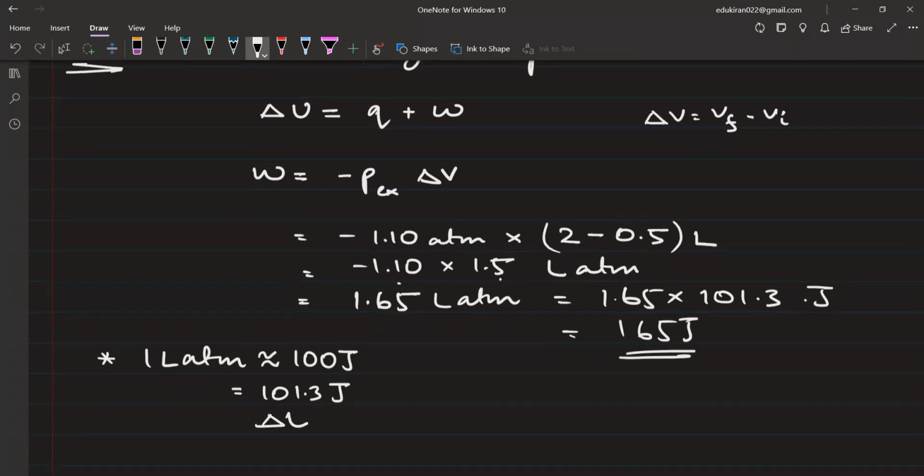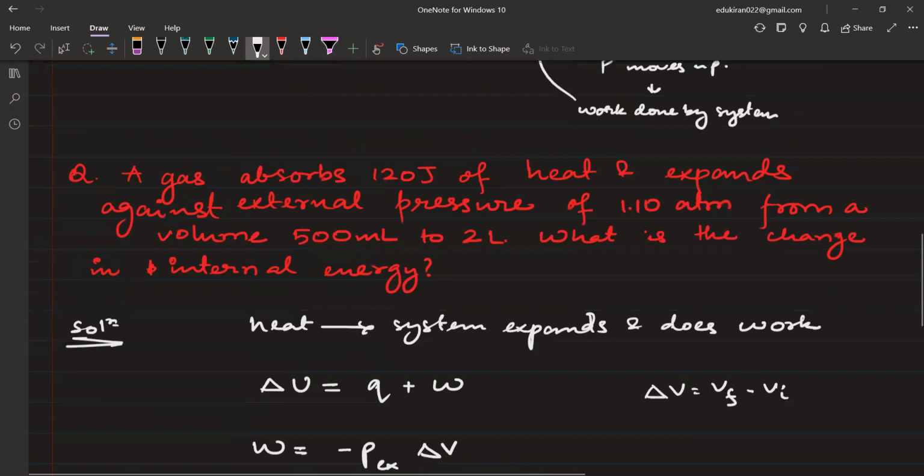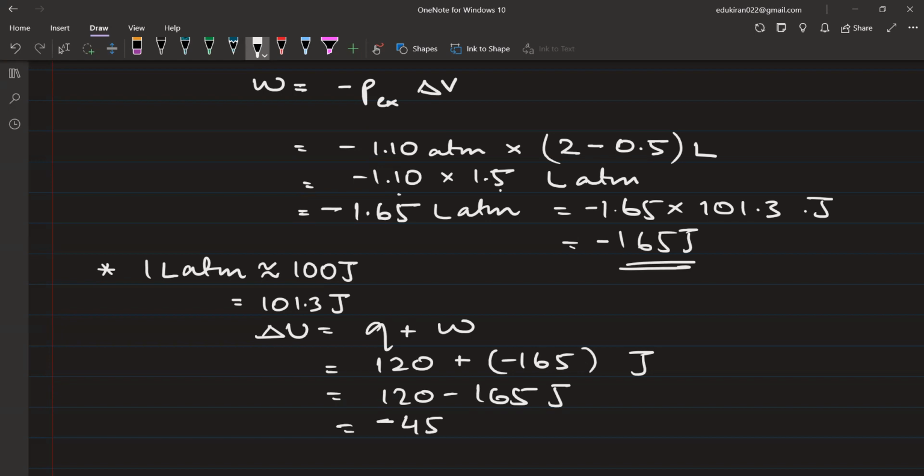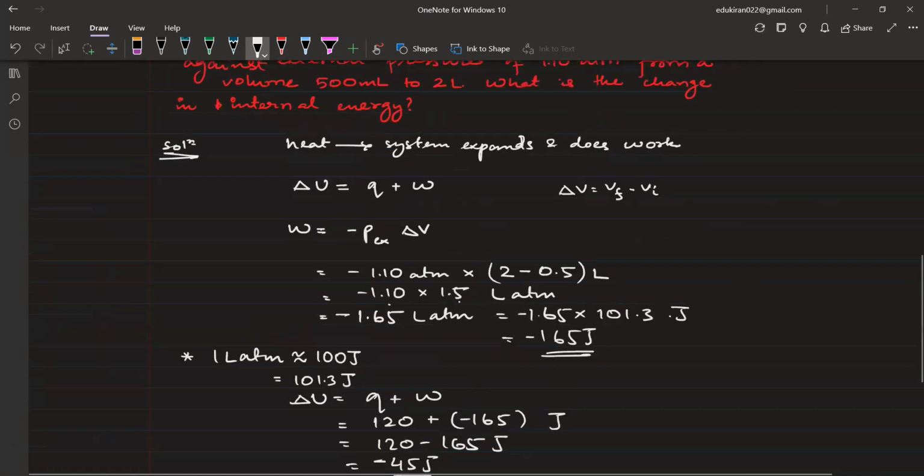Delta U कितना हो जाएगा? Delta U will be equal to Q plus W, and since work is done by the system, Q was 120, no? 120 minus 165. Those who are having a bit of difficulty, this will be 120 plus minus 165 joules. 120 minus 165 joules. This will be equal to minus 45 joules. This will be the change in internal energy.